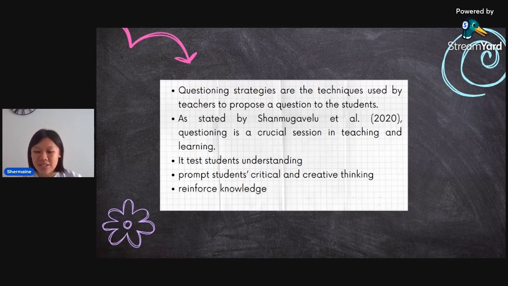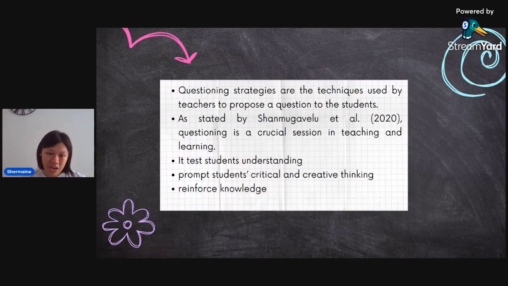It tests student understanding. Whenever you have a lesson, you have to see whether the objective is achieved or not. So how can you do this? You have to assess them. And the easiest assessing way is questioning. Just ask them to see whether they understand or not. Did they get the knowledge point? And also to prompt students' critical and creative thinking.